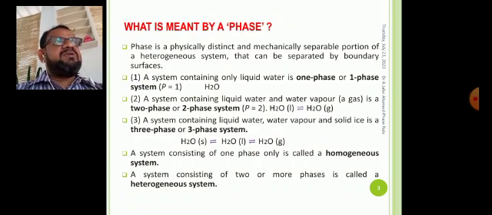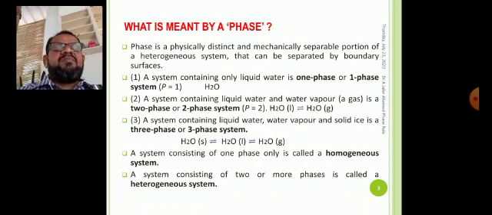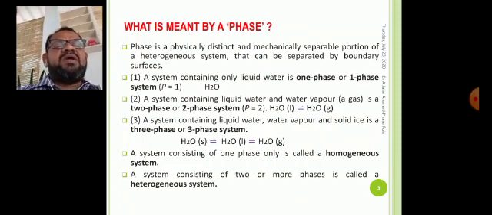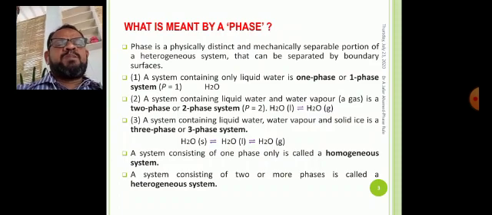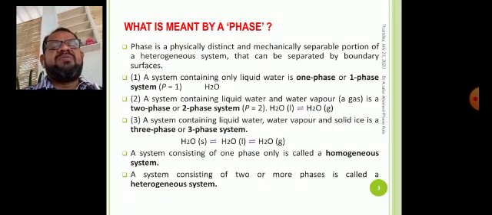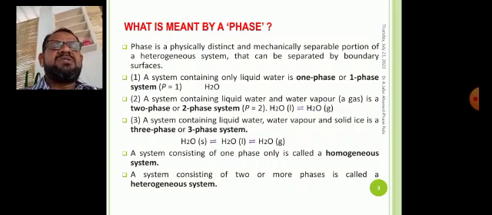So we can define a phase like this: it must be physically distinct, and we can easily mechanically separate every portion of a system which contains one phase or more than one phase in a heterogeneous system. For example, a system containing only liquid water is a one phase system, where in the equation F = C - P + 2, the P stands for phase, that is P = 1, where it is only H2O.